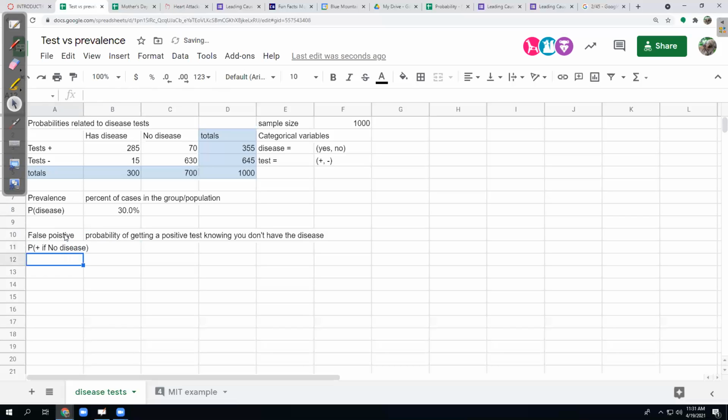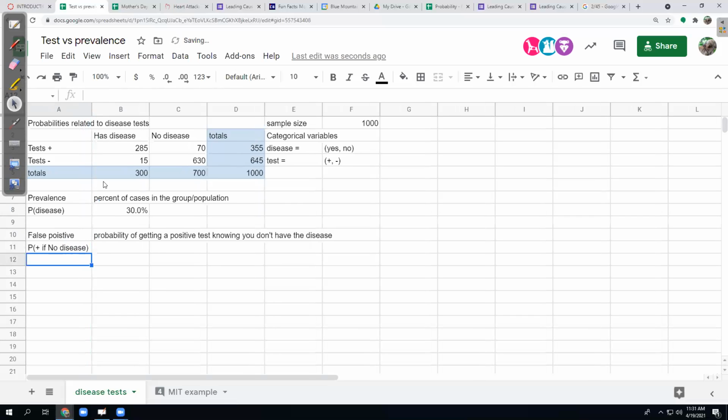So let's find that probability in the table right there. So this knowledge here changes everything. So that's all I care about in terms of the false positive, that I know they have the disease. So out of the people that have the disease, okay, they had a positive test.